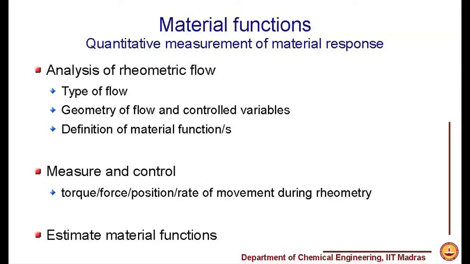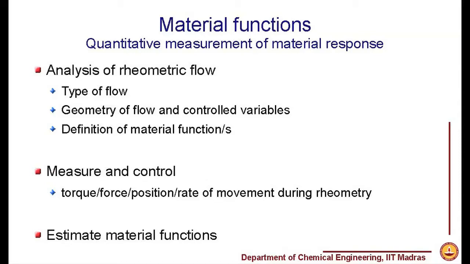And of course, these variables could be torque, force, position, or rate of movement. So for example, keeping position fixed would imply that we will impose a constant strain. If rate of movement is constant, then we may have a constant strain rate. And so these are all the variables which we could measure or control depending on which type of flow. And therefore, this combination of analysis of rheometric flow and measurement and control allows us to estimate and quantify the material functions.